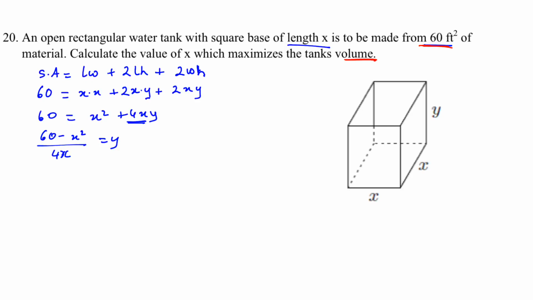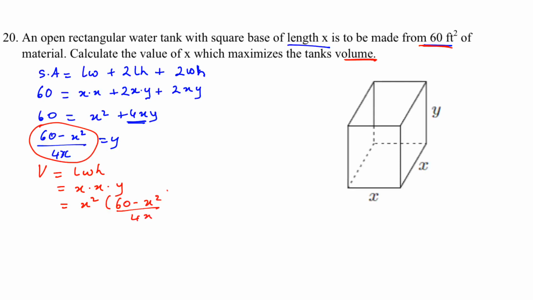The second equation we need to make is of the volume. Volume is equal to length times width times height, which is x square y. Y we are going to substitute as 60 minus x square over 4x. Open the bracket up, so 60x square over 4x minus x to the power of 4 over 4x. Do not simplify the numbers, just minus the powers. 2 minus 1, 1, x to the power of 1, and here it will be x to the power of 3.